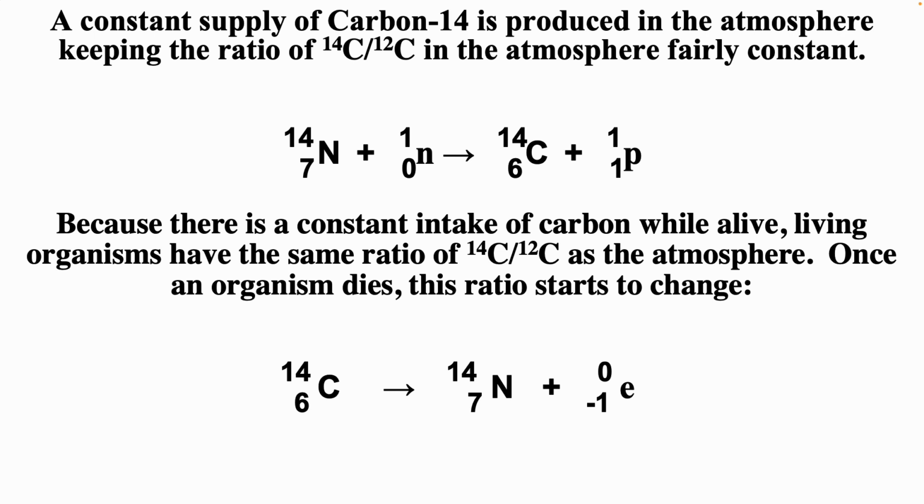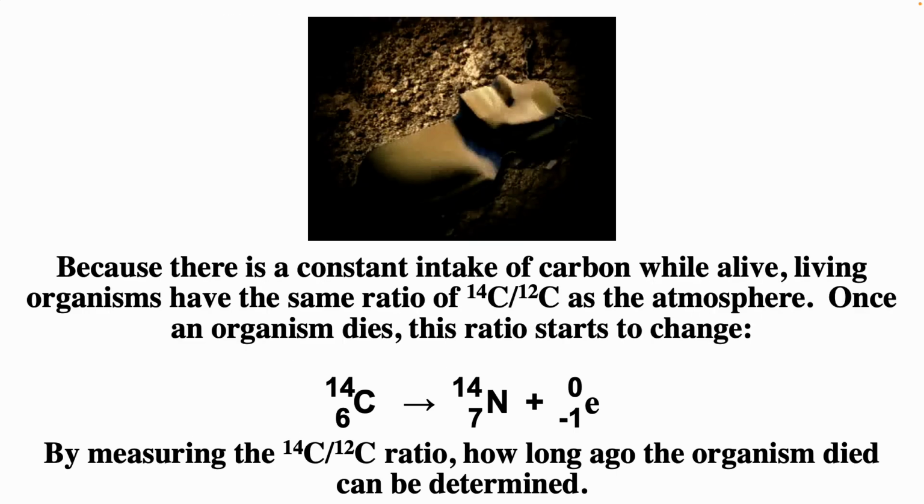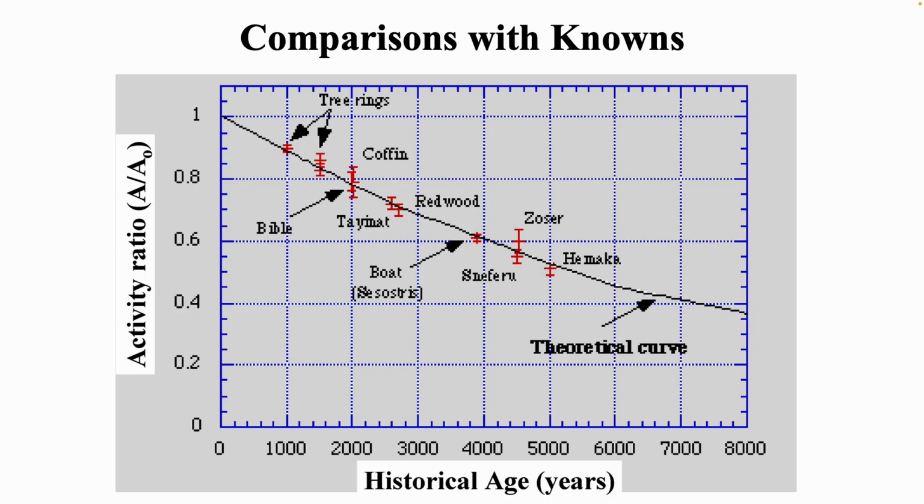So the carbon-14 is always decaying, but because living organisms are constantly taking in carbon and replenishing it, the ratio of carbon-14 to carbon-12 in a living organism should be fairly constant. But when an organism dies, it's no longer taking in carbon-14, and so you'll see a decrease in the carbon-14 concentration. And so by measuring the ratio of carbon-14 to carbon-12, how long ago the organism died can be determined. And so you can compare the technique to knowns.